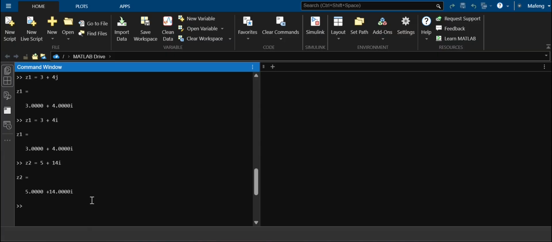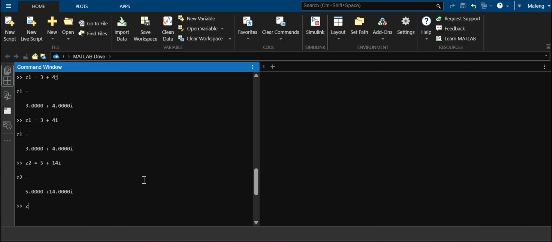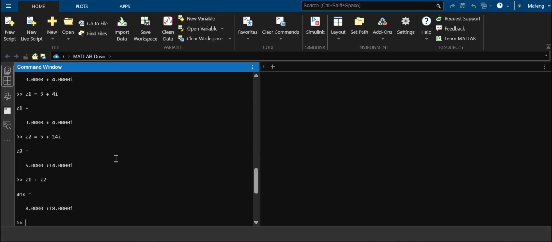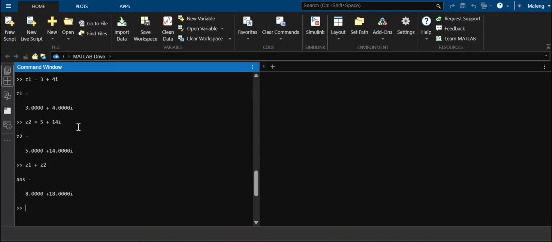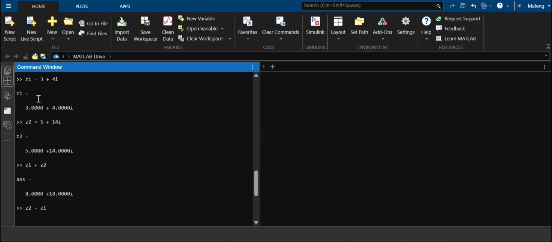Okay, now we can add, subtract, multiply complex numbers, and divide. So z1 plus z2, z2 minus z1. So the real parts are added up and the imaginary parts are added up. 3 plus 5, 8, 4 plus 14, 18. Right, so z2 minus z1 will be 5 minus 3, 2 plus 14 minus 4, 10. That will be 2 plus 10i.